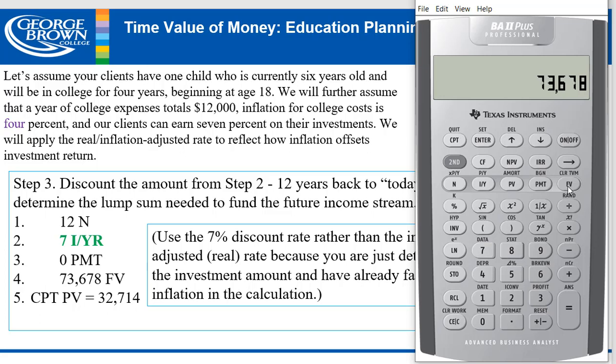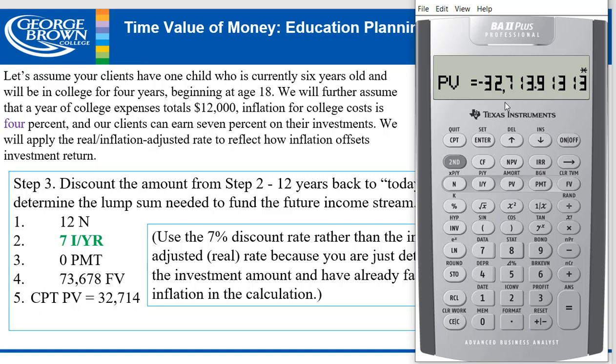73,678. That's my rounding, how much money I would need to fund 4 years of education, beginning with a payment at the beginning of the first year. And I'm going to compute the present value, and I've got $32,713.91. So you can see $32,714 would be how much I need today.